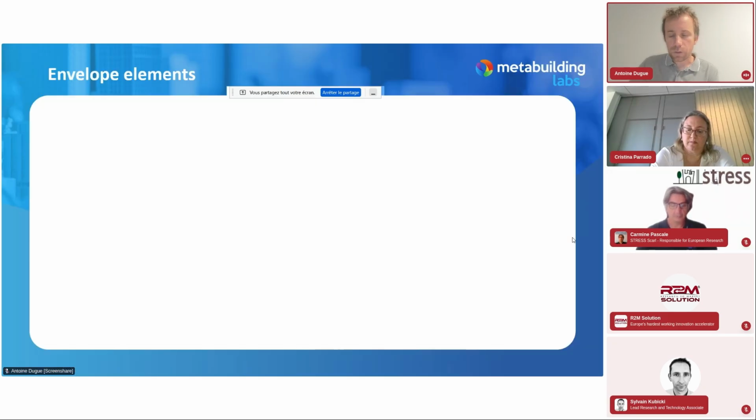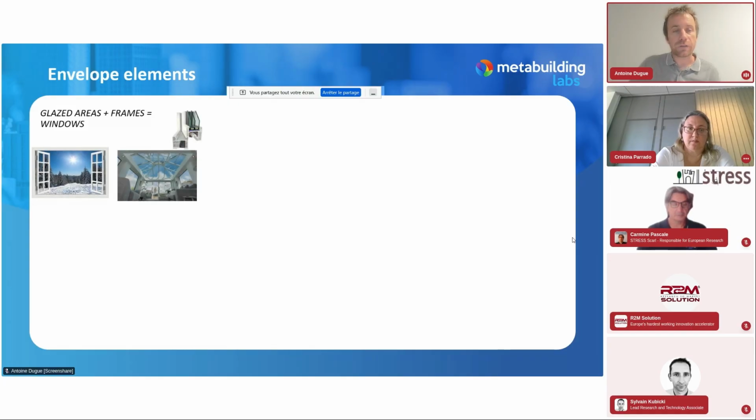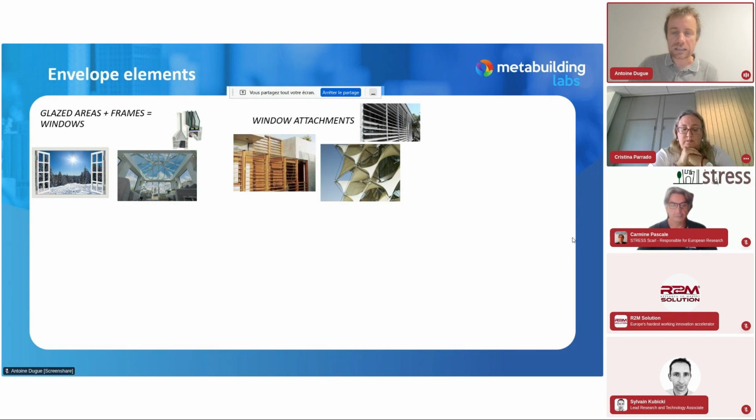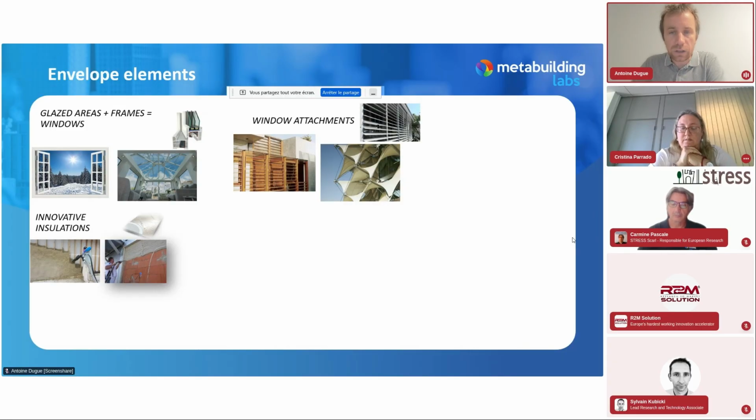And so those envelope elements include glazed areas and frames, so windows. This is obviously quite classic. Attached to those windows, you might find awnings, or some more complex, in terms of design, shading solutions.